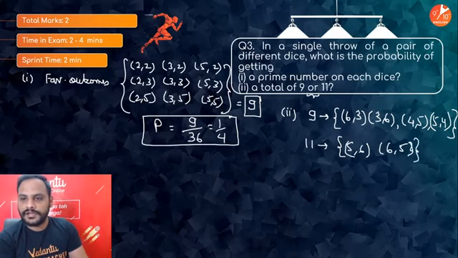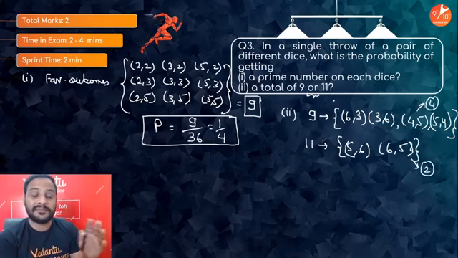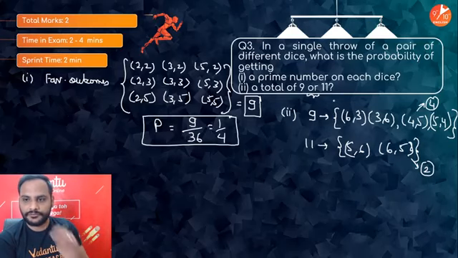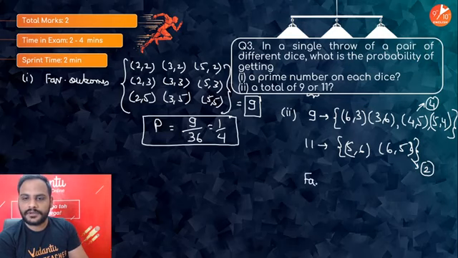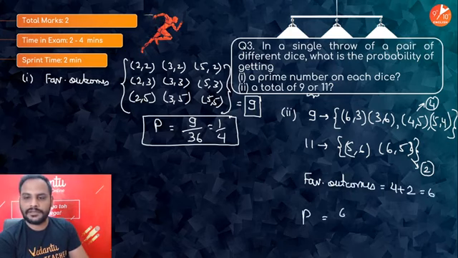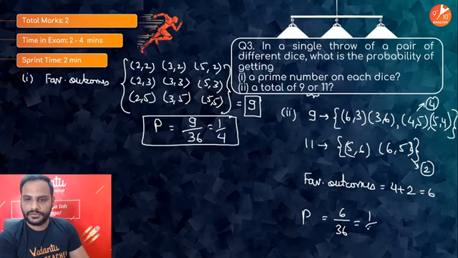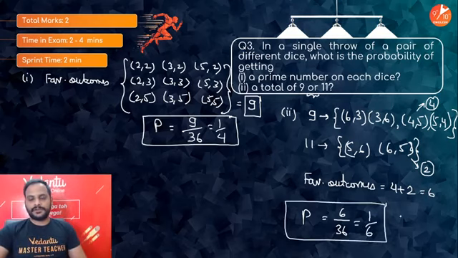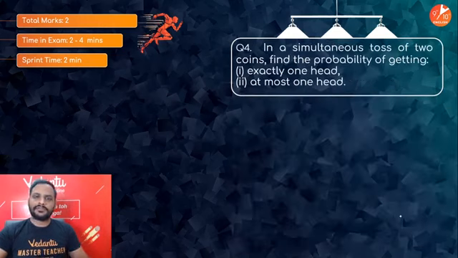So total how many cases? For getting 9, we have 4 favorable cases. For getting 11, we have 2 favorable cases. And since I am saying a sum of total 9 or 11, or means both are included. So number of favorable outcomes for me will be equal to 4 plus 2, which is equal to 6. So I can say probability will be 6 upon 36, which is equal to 1 by 6. Alright, so probability for the first one is 1 by 4, probability for the second one is 1 by 6. So this is how you need to see the favorable outcomes. Getting the favorable outcomes is the most important part.